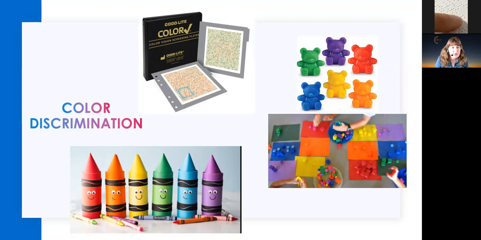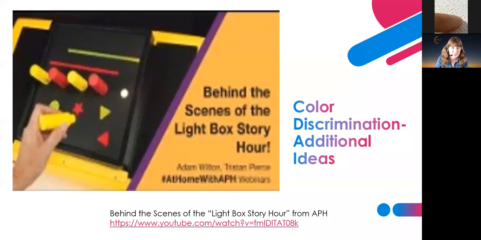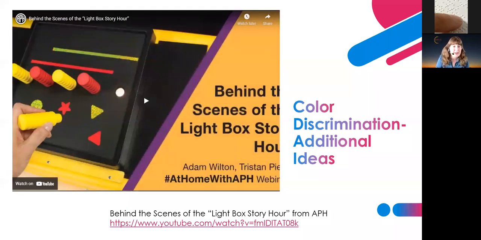I used to find out a lot of times that it wasn't that they had a color deficit, it's that they just couldn't communicate those color names yet. So if they're not naming them correctly, that was always a go-to for me. We do have a population that is much more difficult to assess, especially in the area of colors. So I found a wonderful short video, we're just going to watch a piece of it, from APH on ways that you can assess color discrimination for very young students or students with multiple impairments.